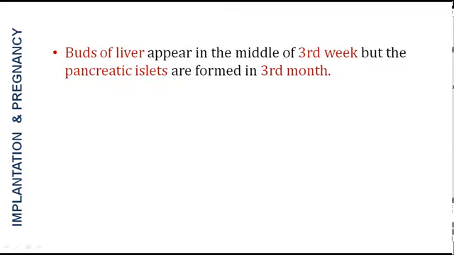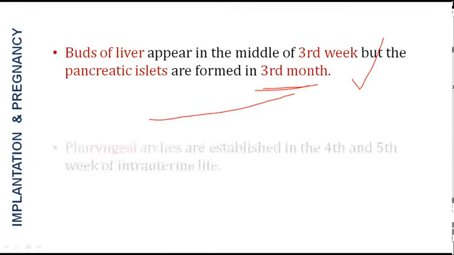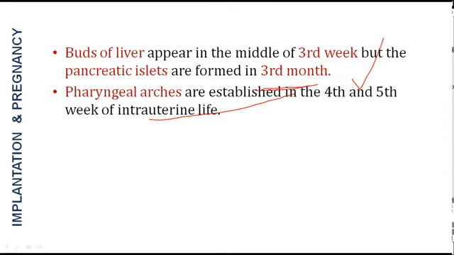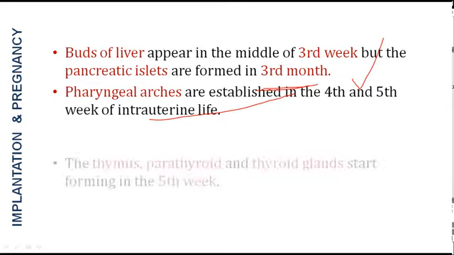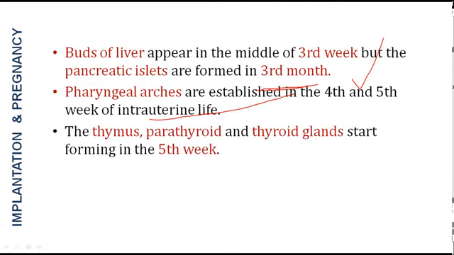The buds of the liver appear in the middle of the 3rd week, but the pancreas develops the islets of Langerhans in the 3rd month. The pharyngeal arches, the blood supply to the neck region, are established in the 4th and 5th week. The thymus gland, parathyroid gland and thyroid gland start forming in the 5th week.